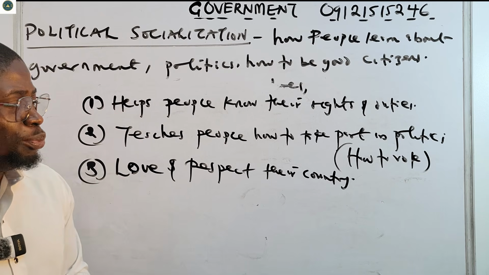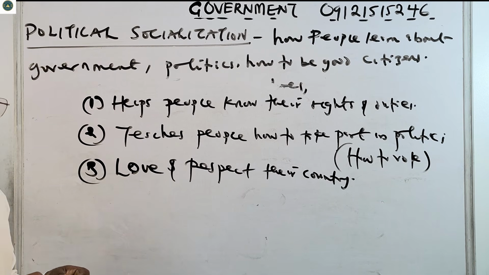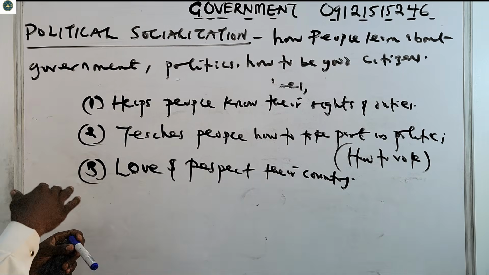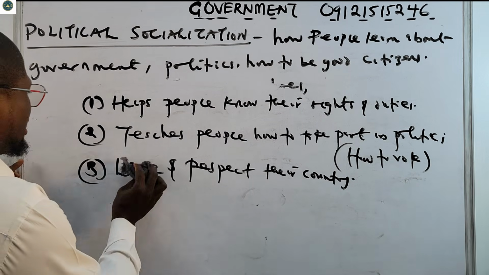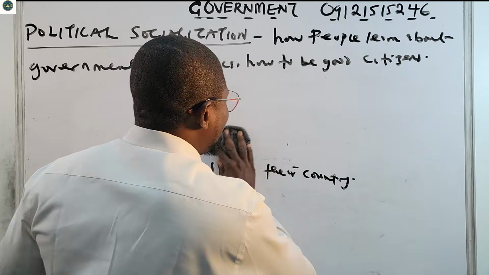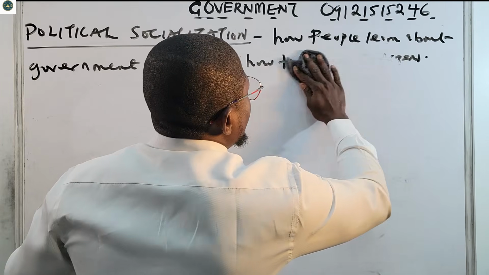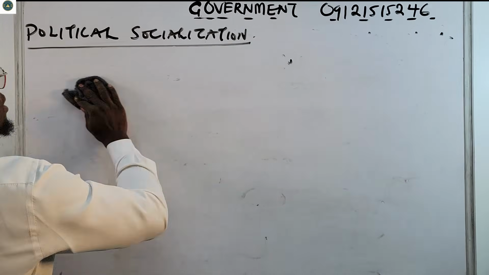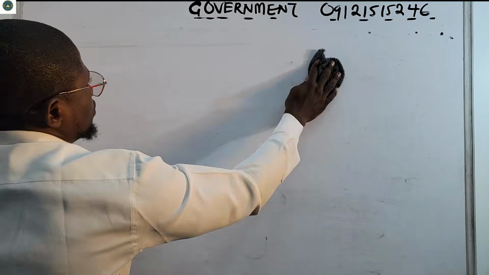Then number four, it builds good citizens who obey laws and love peace. So that is all about political socialization. Now we'll talk quickly about political participation. We're drawing near. After political participation, we'll talk about political culture, and we're close.